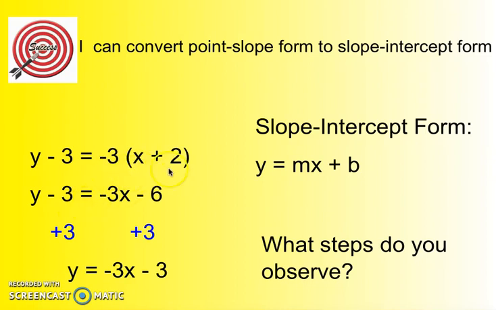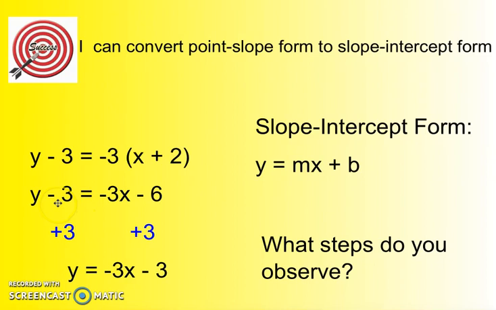On the right side, I notice that it looks like we have to use the distributive property. So we've got to introduce that negative 3 to x and to positive 2. And here's the result. We get negative 3x minus 6, because negative 3 times a positive 2 is negative 6. So one way to write that is just put a minus 6. Because remember, subtraction is the same as adding negatives.